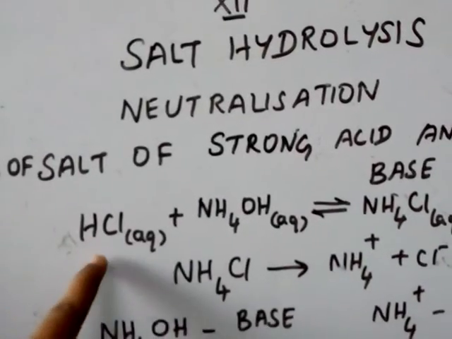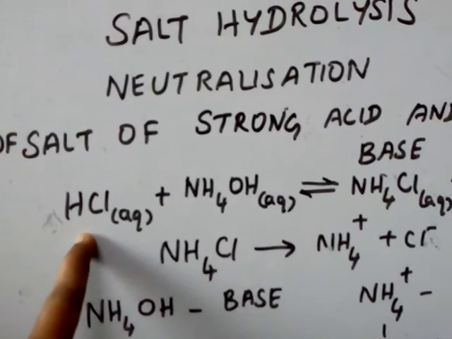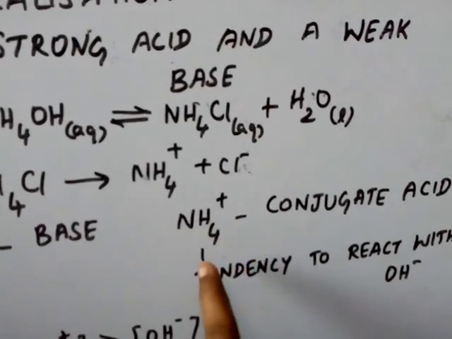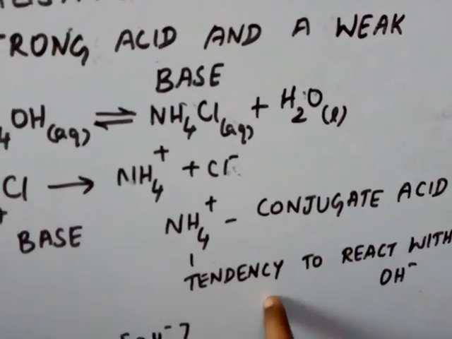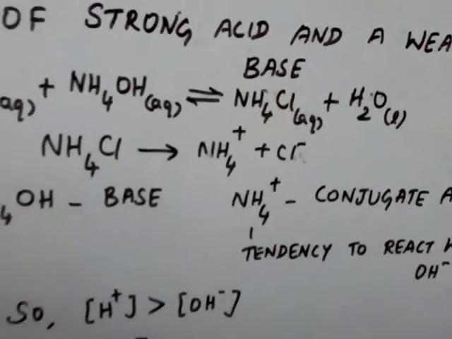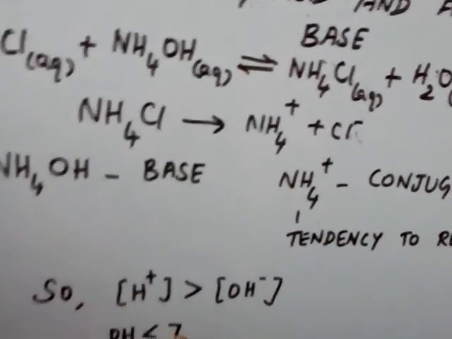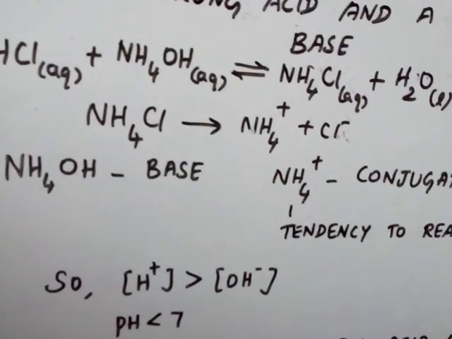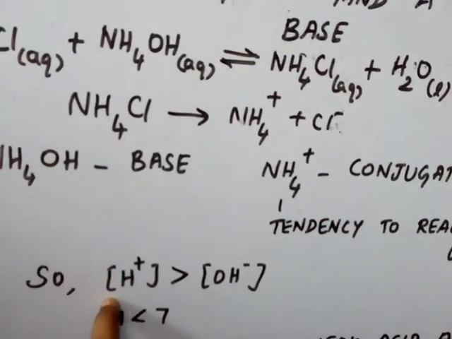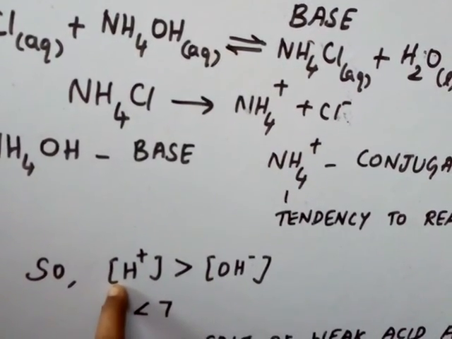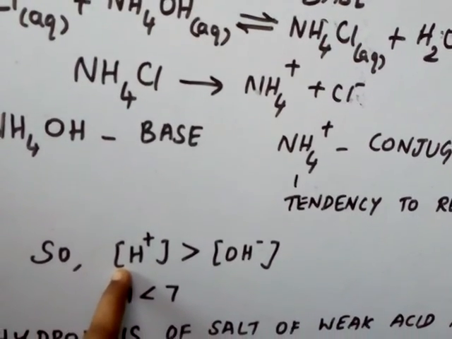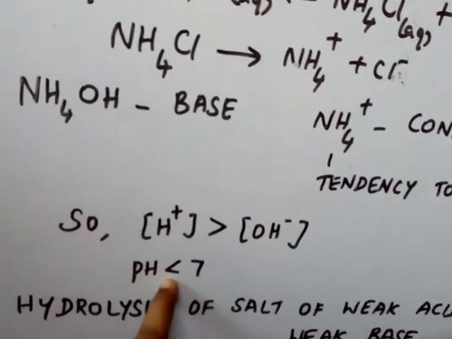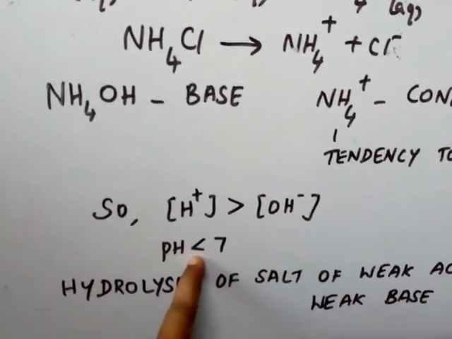Whereas in the other example, we take hydrochloric acid. As it is a strong acid, again it doesn't have the tendency. So here the NH4 plus conjugate acid has the tendency to react with OH minus. So the hydrogen ion concentration is more than the hydroxyl ion concentration. Whenever we say the hydrogen concentration is more, it is said to be acidic. Acidic means the pH should definitely be less than 7. So the pH here is lesser than 7.